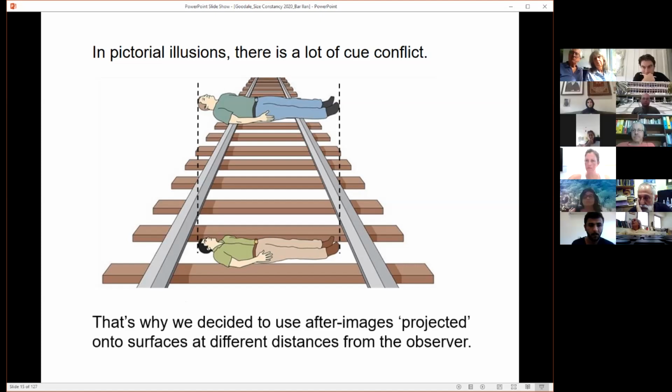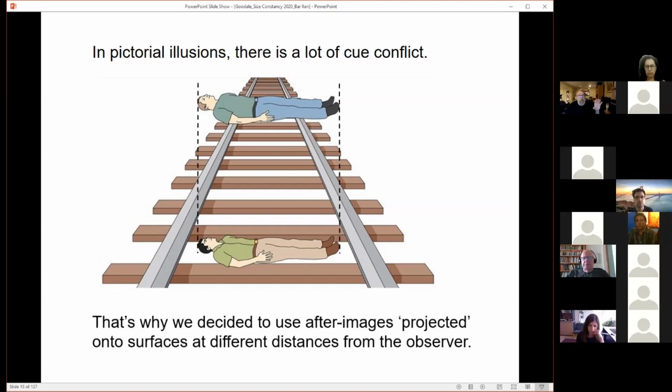Well, one way to do it is to use after images, which you project onto the surfaces of the world. And when you do this, you get a perfect transformation of size, so that when you project the after image on the wall, it appears to be larger than when you project it onto a piece of paper held on your lap.